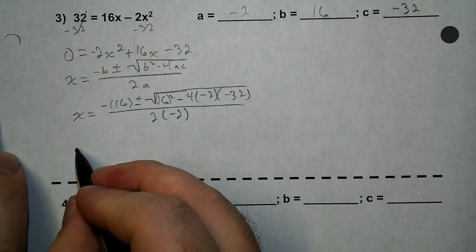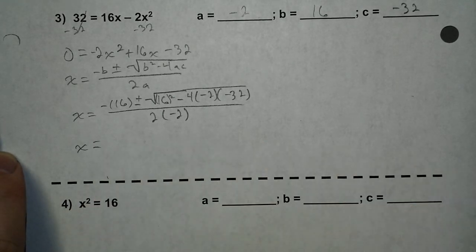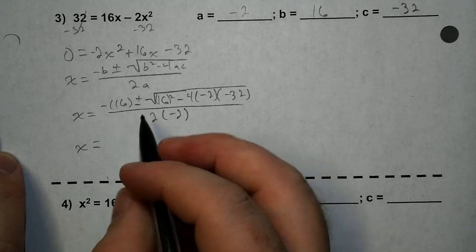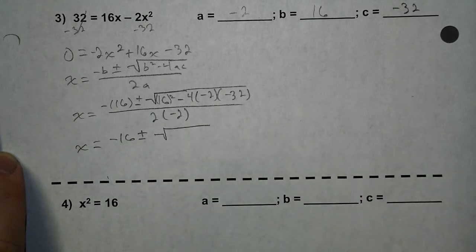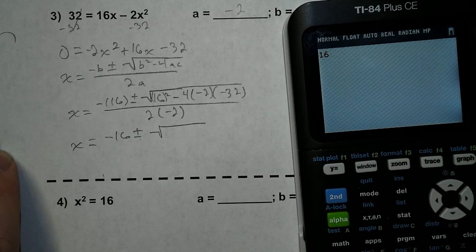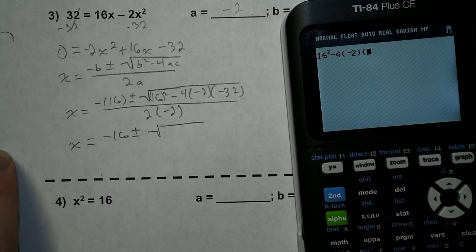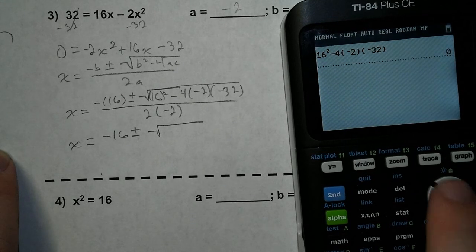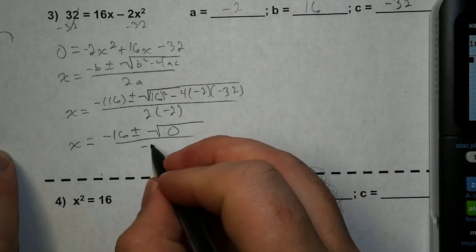Let's go ahead and simplify one step, and then put it in our calculator. So negative 16 plus or minus square root. Now in here, let's start to simplify that out. So 16 squared minus 4, parentheses, negative 2, parentheses, negative 32. And I got 0. So all of that is going to be the square root of 0 over negative 4.